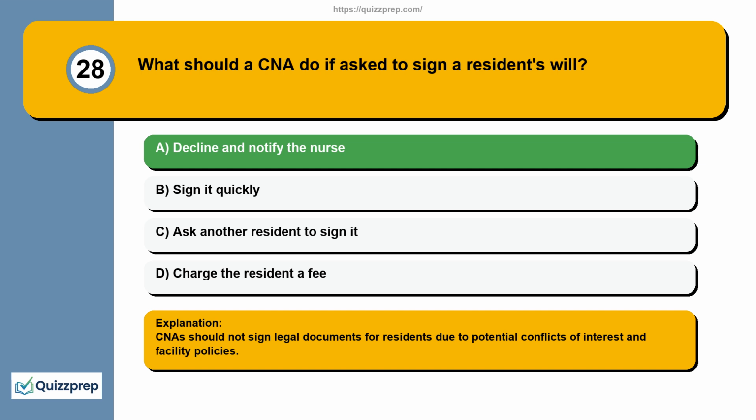CNAs should not sign legal documents for residents due to potential conflicts of interest and facility policies.